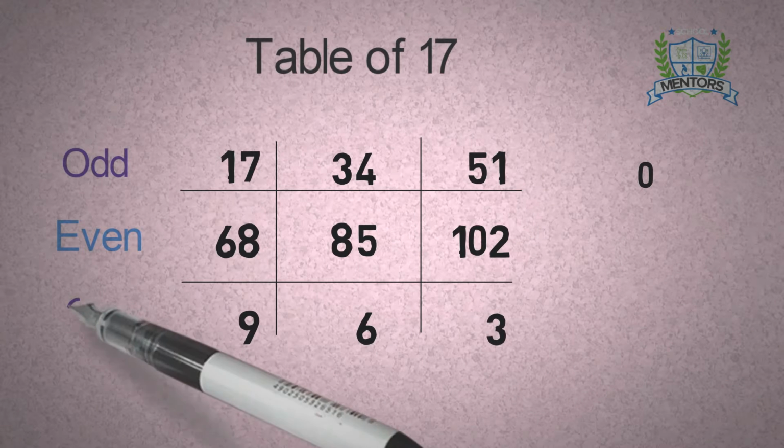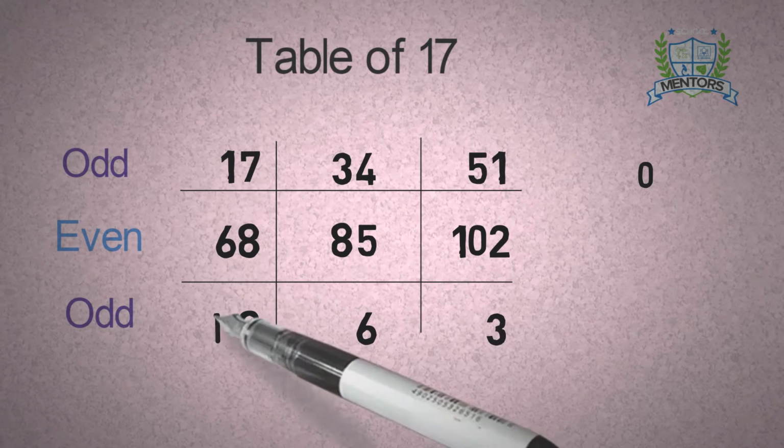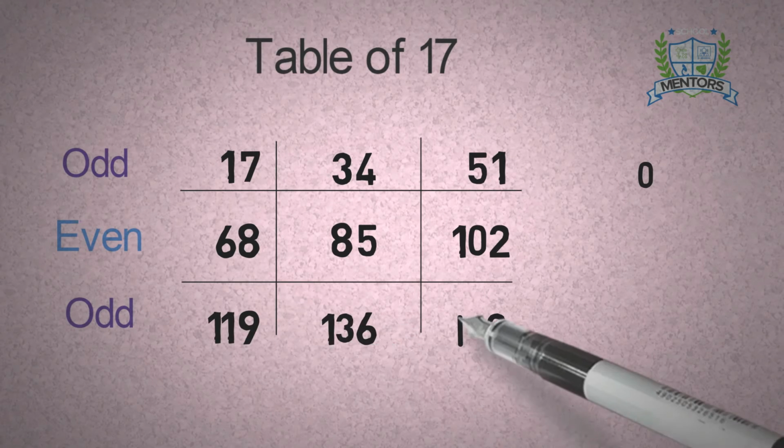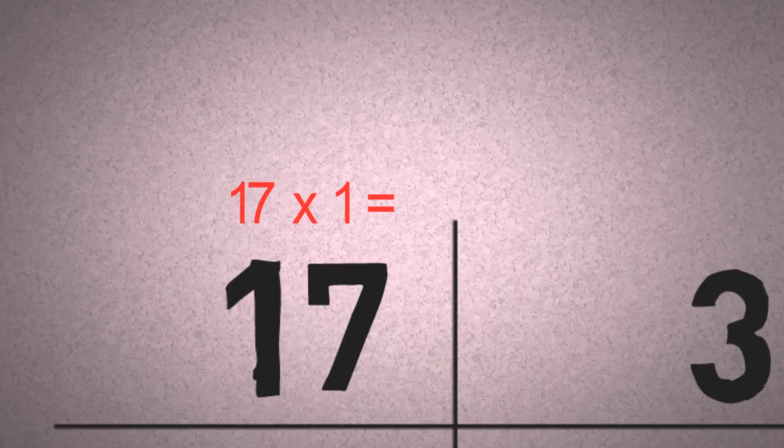And the last row will again be the odd numbers. After 10, the odd number will be 11. So we write 11 in front of 9, then 13 in front of 6, then 15 and 17 in front of 0. So here's the table of 17.